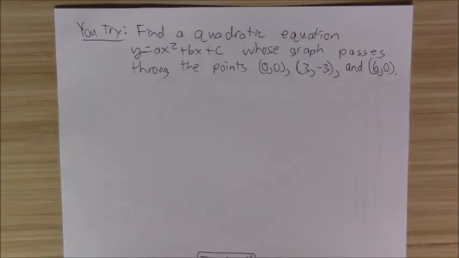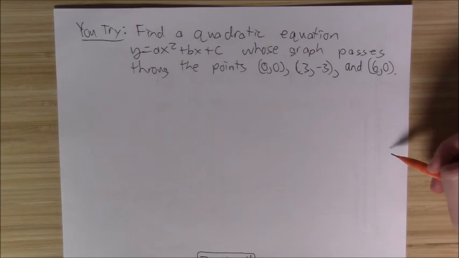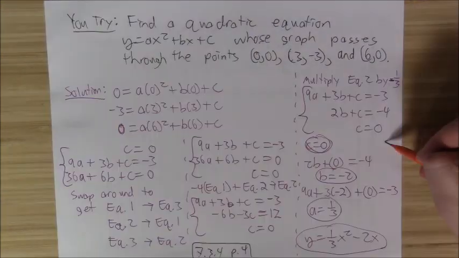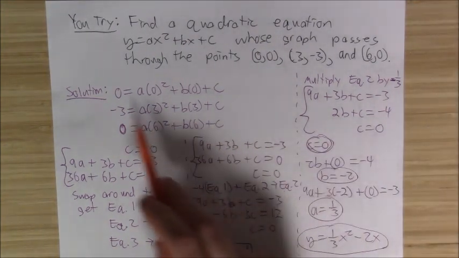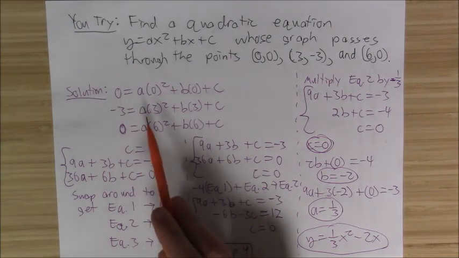And now it's time for you to try one last example. So go ahead and find the unique quadratic equation, y equals ax squared plus bx plus c. Figure out what a, b, and c are, whose graph passes through the points (0, 0), (3, -3), and (6, 0). On the count of 3, I will reveal the solution. 1, 2, 3.